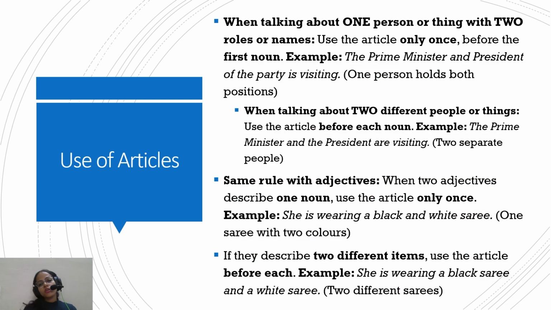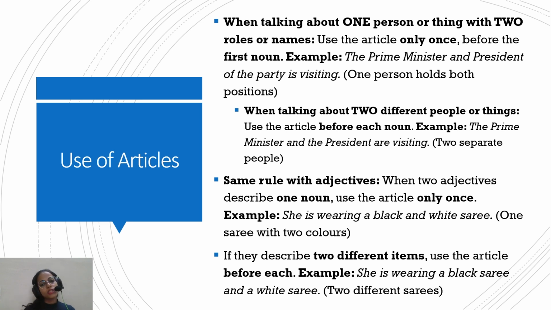Now, when you're talking about one person or thing with two roles or names, you use the article only once, before the first noun. For example, "The prime minister and president of the party is visiting." When only one article is used here, it means that only one person is coming. He is both prime minister and president. So when one person has two roles or names, you use one article only.